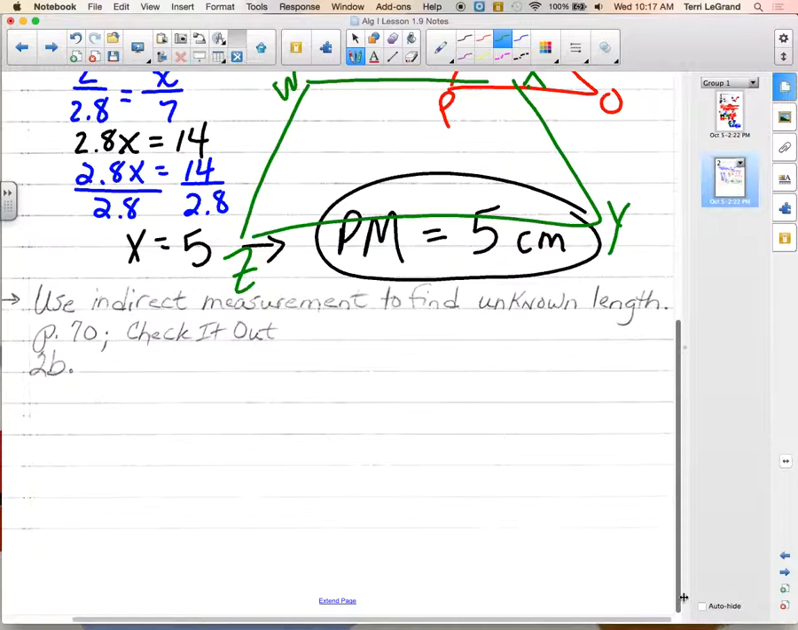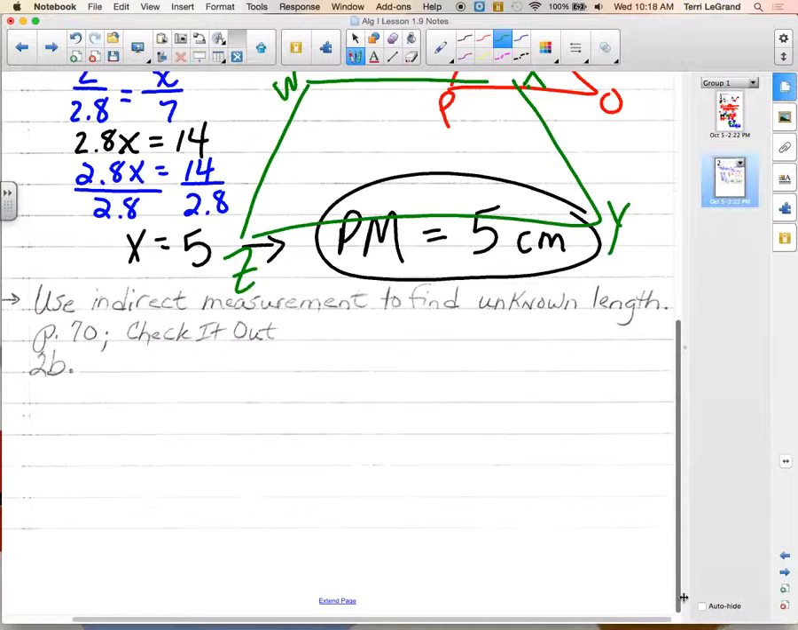Okay, we have a woman who is 5.5 feet tall that casts a shadow 3.5 feet long. At the same time, a building casts a shadow 28 feet long. Write and solve a proportion to find the height of the building.